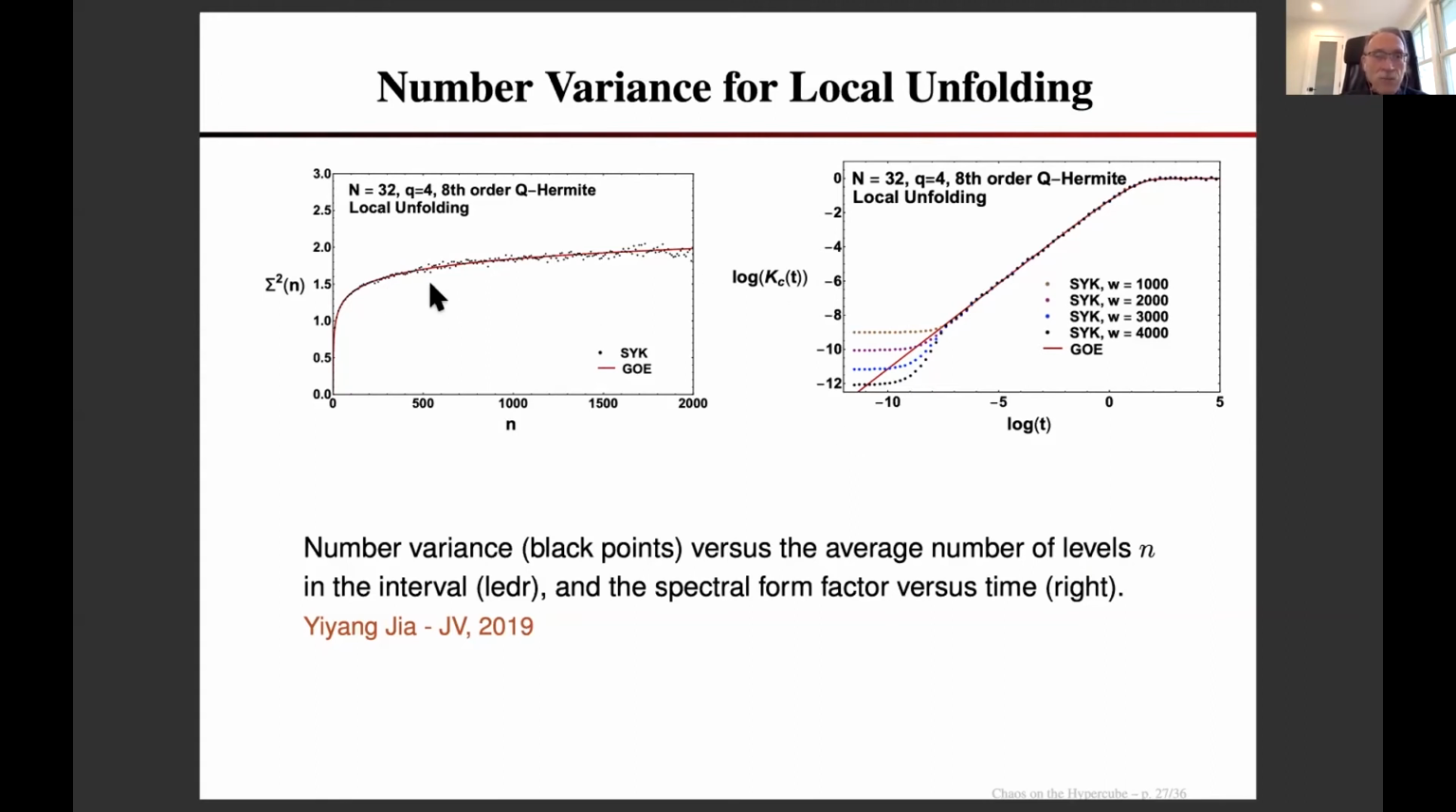And also, the other thing we did is, I said we understand the deviations from random matrix theory. The deviations are because of collective fluctuations from one realization to the next. But if you subtract them, you find agreement up to very large distances, up to 2000 in this case, and even higher, and up to very short times.